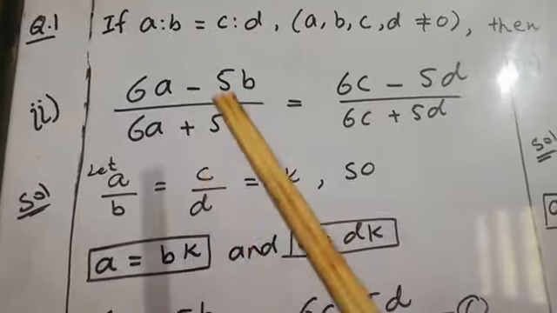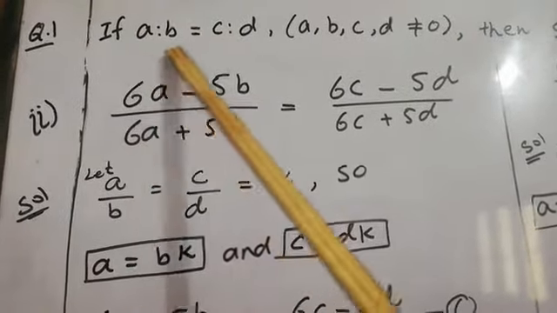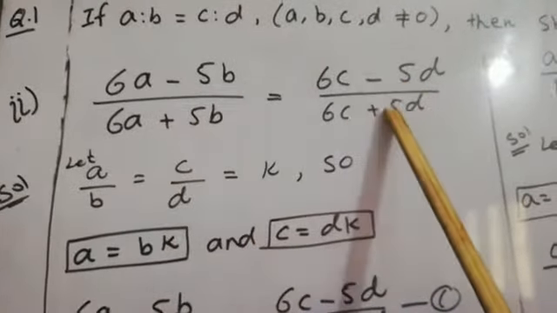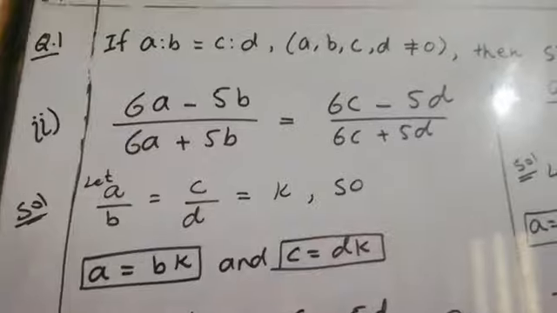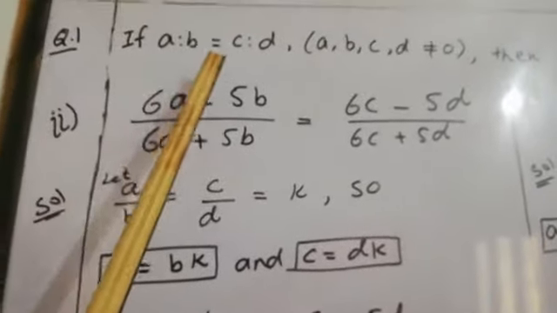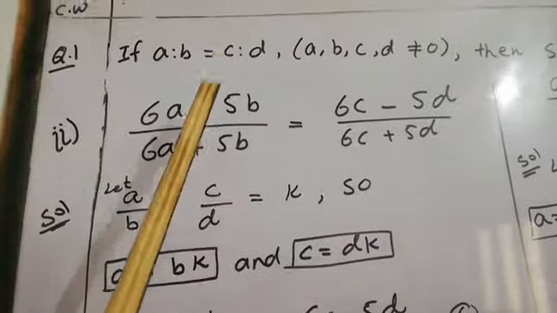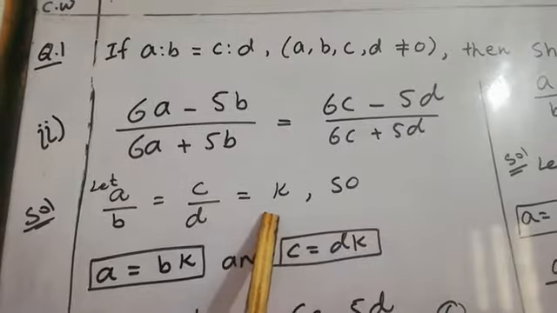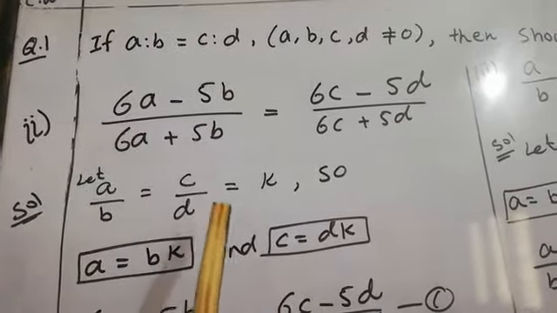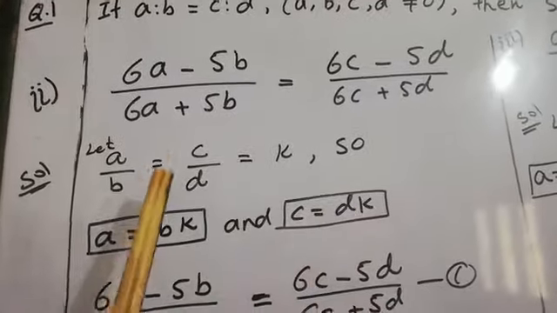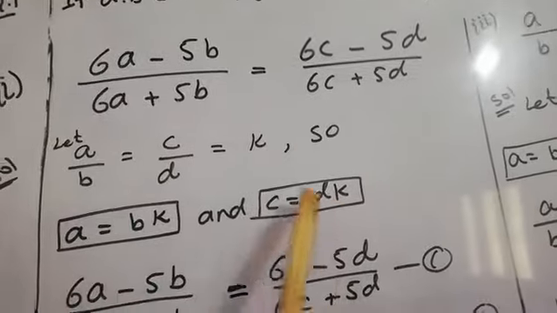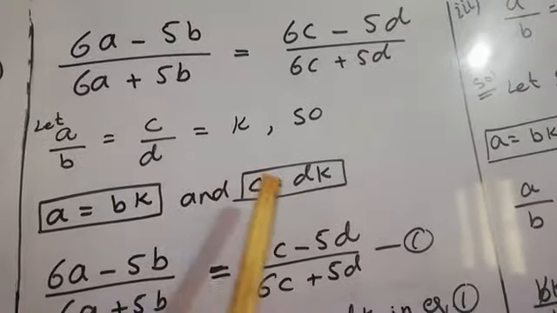Dear students, in this question, with the help of this proportion, we will show that left hand side equals right hand side. For this, first of all, we take A ratio B as A by B and C ratio D as C by D, and we put these ratios equal to the proportional constant K. Let A by B equals C by D, both equal to K. So from this we can say that A equals BK and C equals DK. We will put the value of A and C in the question.